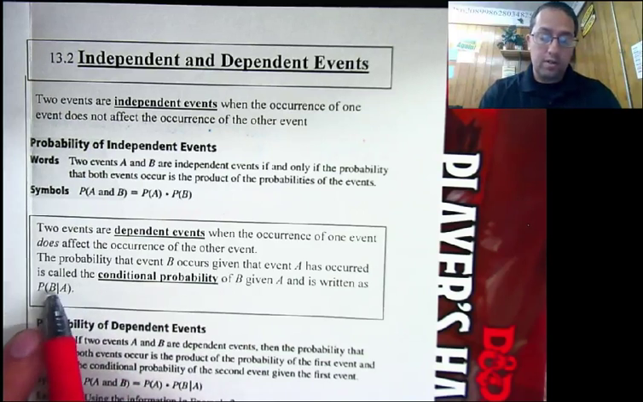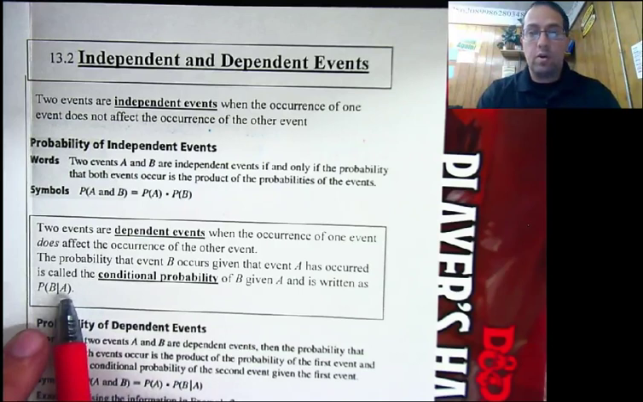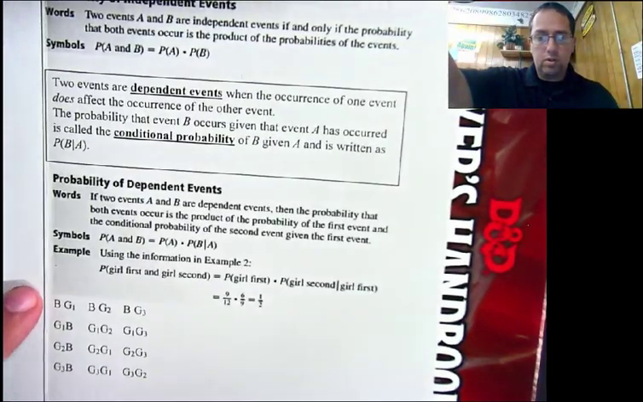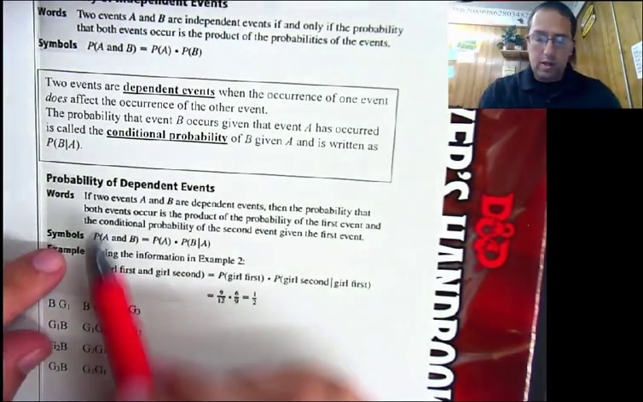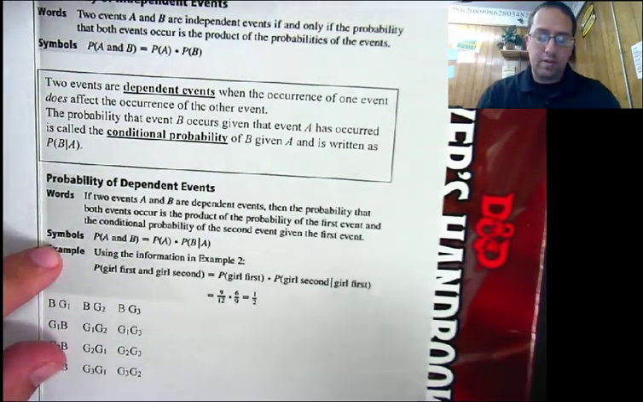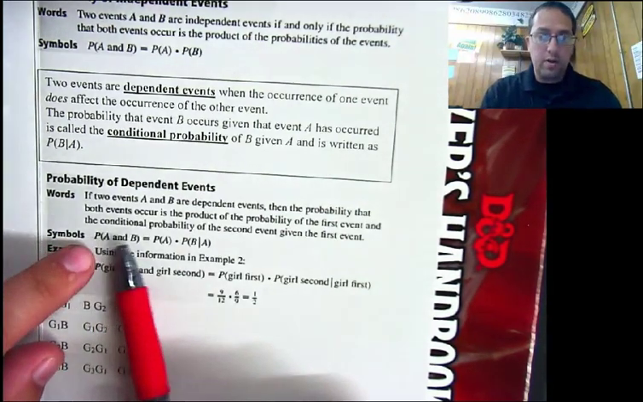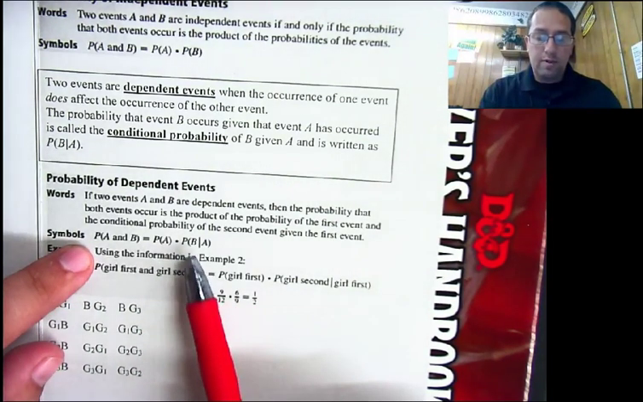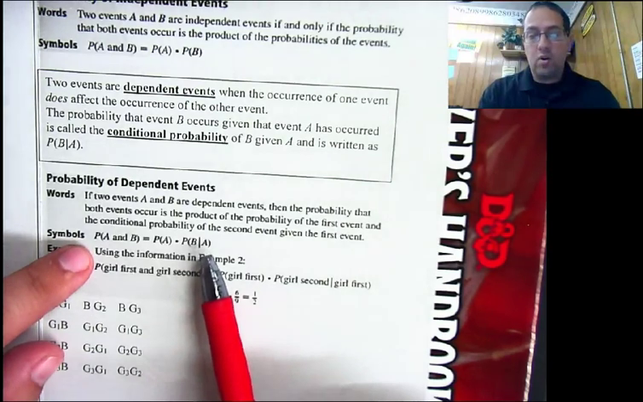So the probability that the second person was a girl, given that the first one already was definitely a girl. Okay? And the way this works: if two events A and B are dependent, then the probability that both occur is the probability of the first one occurring times the probability of the second one occurring given the first. So, like this: the probability of both A and B equals the probability of A times the probability of B given that A already happened.